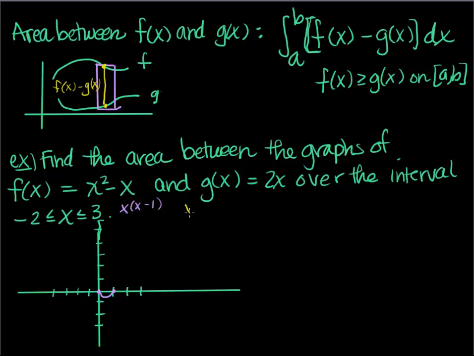One way to do that is to set them equal to each other. If I set these equal to each other, that tells me where these two graphs meet. So if I bring the 2x over, I get x squared minus 3x equals 0. Factor an x out, and I get x times x minus 3. So I know when x is 0 and when x is 3, these meet.